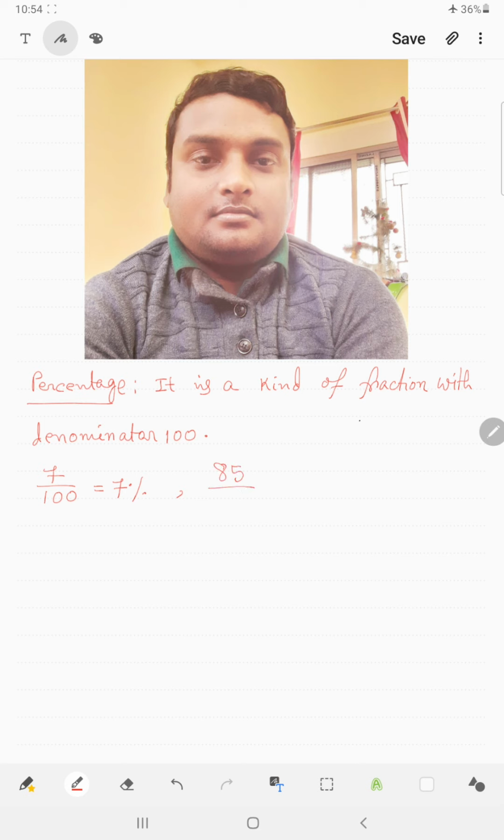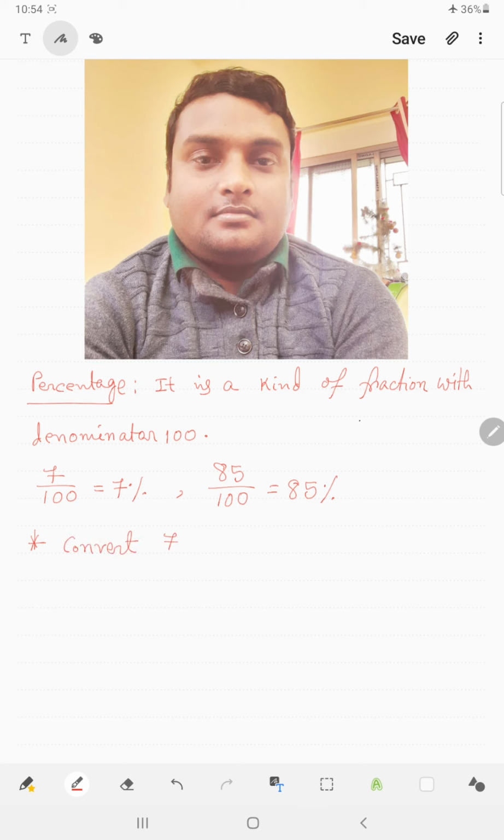Okay, similarly, suppose 85 by 100 is given. Since denominator is equal to 100, we will say that it is 85%. Like this we will define percentage. Now my question is, if denominator is equal to 100, then only it is percent. So if I write one question here, it will be better for you.